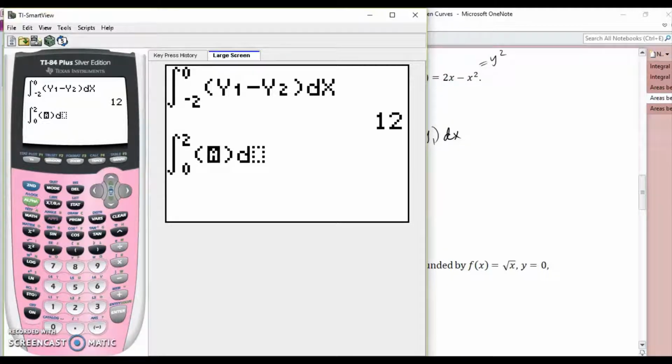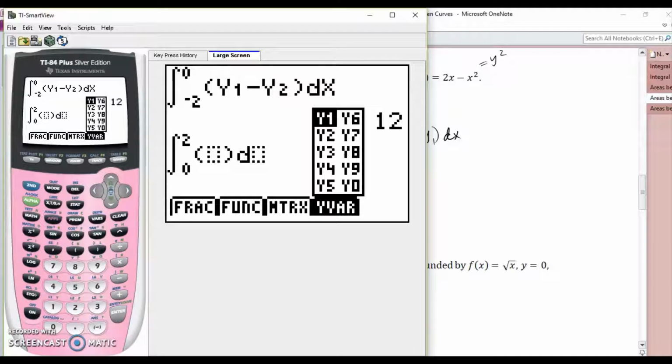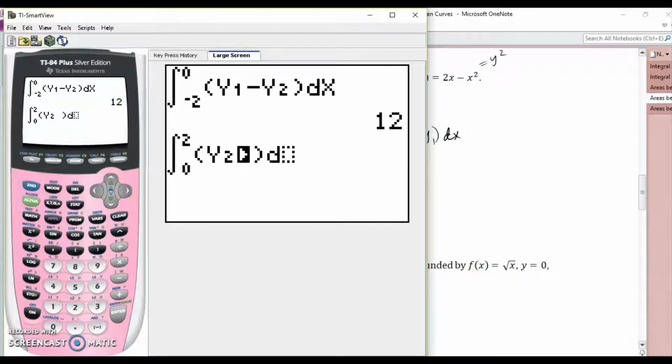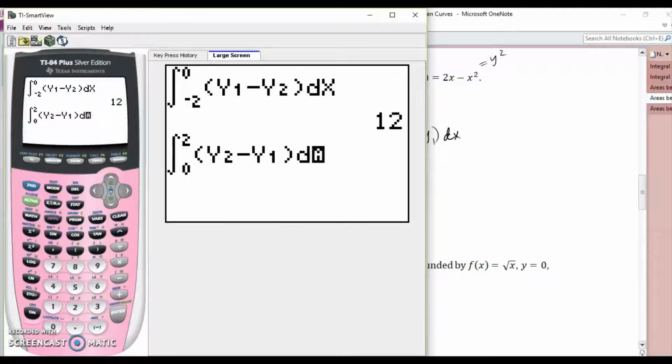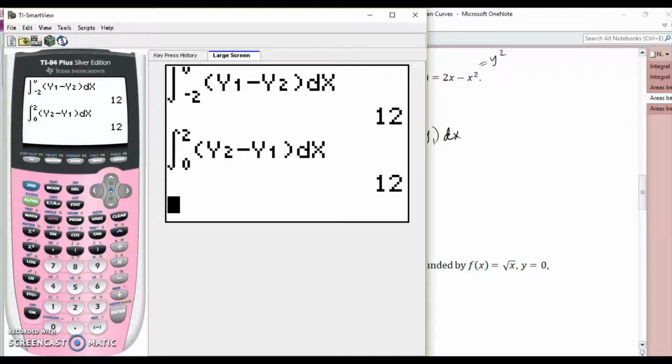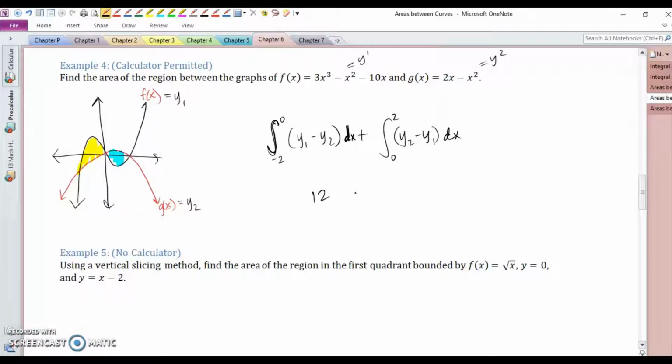So, second calc: y2 minus y1, with respect to x. That says the answer is, I believe, 12. It is 12, and you get 12 plus 12. They are the same area, or 24 as your final answer. So the yellow was 12, the blue was 12, and they added together to be 24. So nice work.